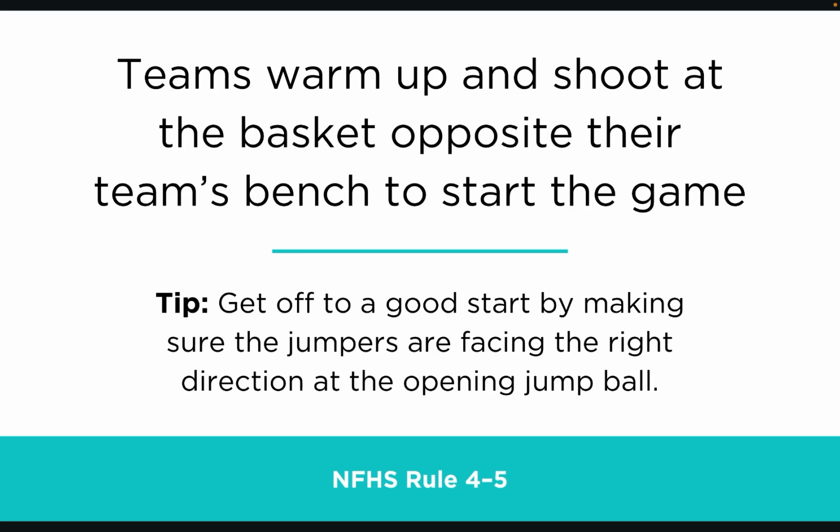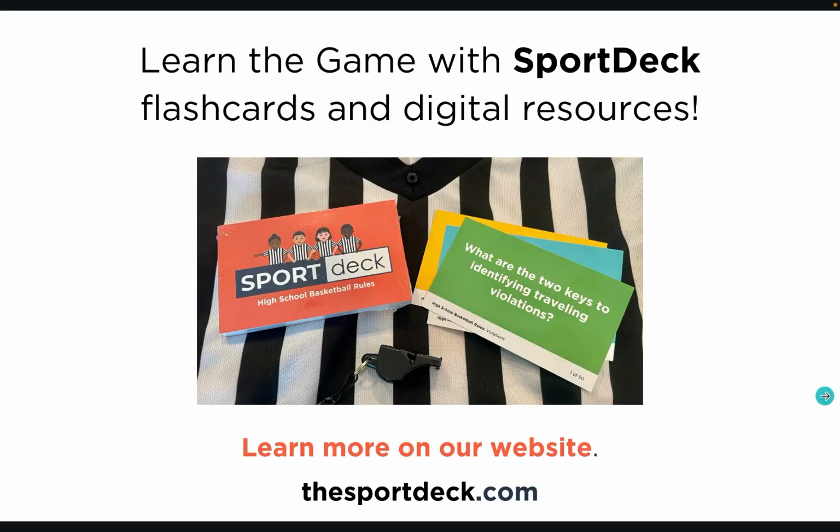So if you're facing the scorer's table, and the white team, the home team, is on the right-hand side of the scorer's table, they're going to be going towards the basket on the left side of the court to start the game. We want to make sure the teams are aligned correctly when the game starts at the jump ball so that we don't have to stop play and switch everybody around.